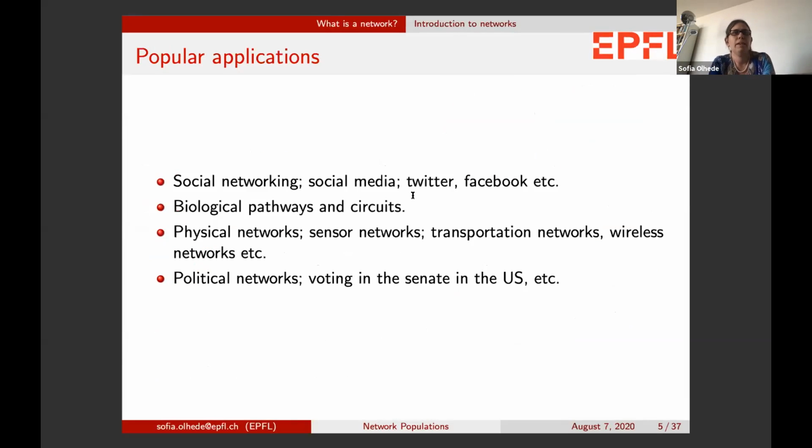And why do people like these descriptions in practical applications? Well, networks arise in a natural way in social media, like in Twitter or Facebook, where we can already see how a network could be represented. It also comes up in biological pathways and circuits. We can have sensor networks, which even have observations coming as signals at each node in the network. And we have other social interactions, such as political networks.